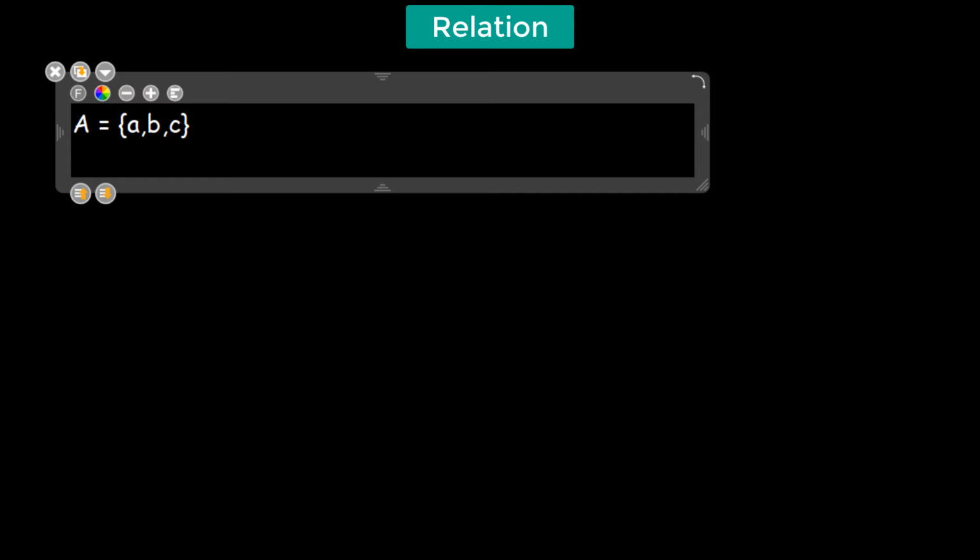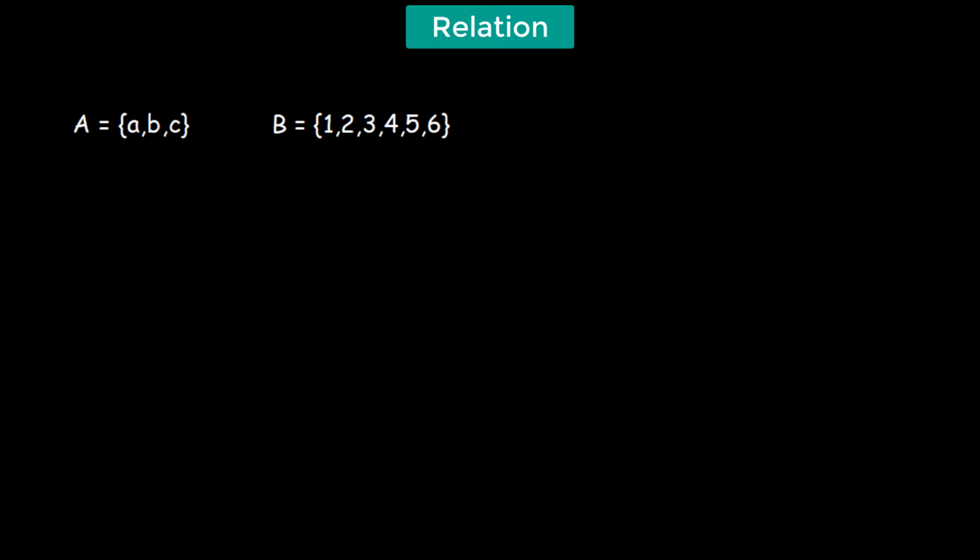Let's suppose we have two sets. Set A contains the elements a, b, and c. We have another set B which contains the elements 1, 2, 3, 4, 5, and 6. Now when we take the Cartesian product of our two sets A and B, it's going to have 18 elements.